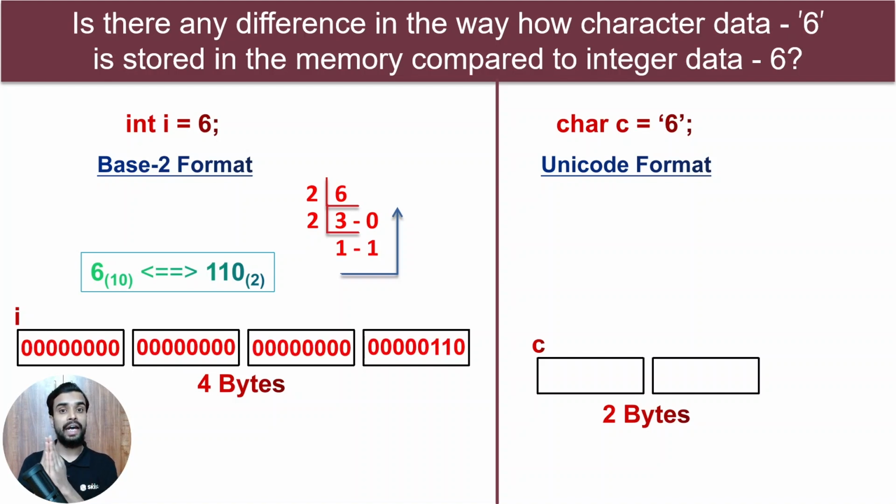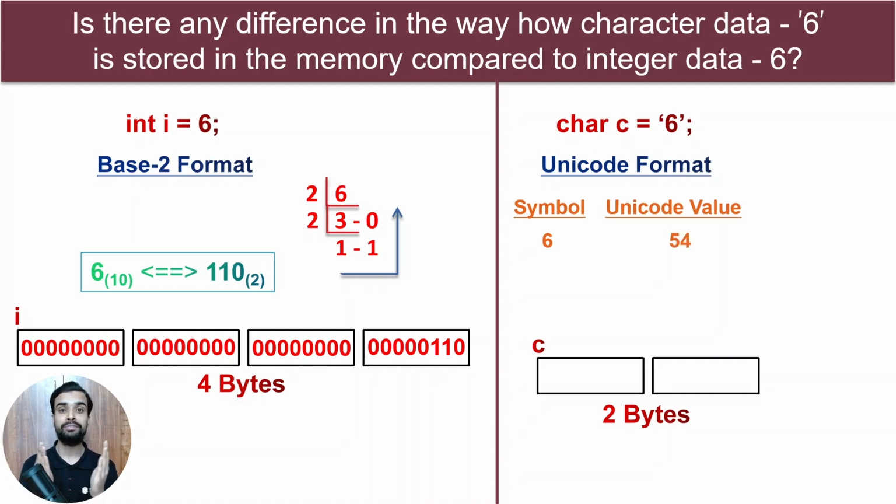Now speaking of the character data 6 here, in the Unicode character set, for every single symbol, there is a corresponding Unicode value that has been assigned. In this case, the symbol here happens to be 6. Just like how for the symbol A, capital letter A, the corresponding Unicode value happens to be 65. Similarly, for the digits 0 to 9 also, there are Unicode values that have been assigned in the Unicode table. Then what really is the Unicode value for the character 6? It is nothing but 54.